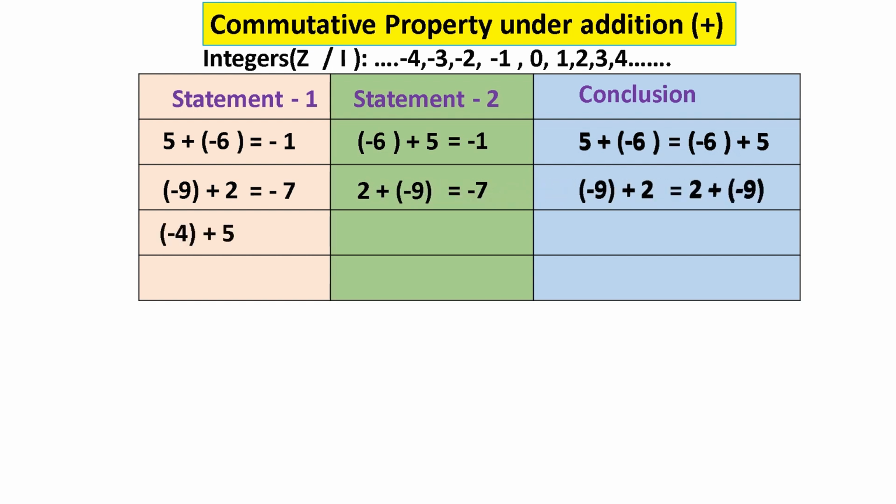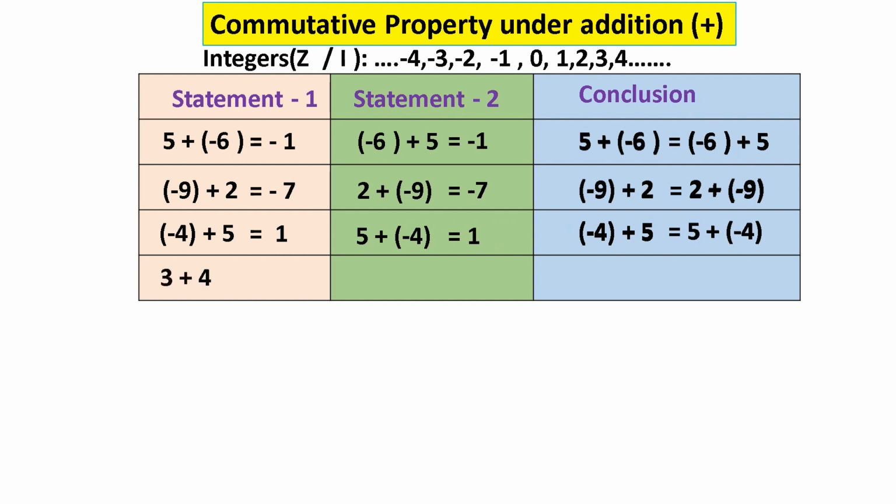And another example, minus 4 plus 5 is equal to, we get 1, and 5 plus minus 4. Here first we add minus 4 to 5. Here 5 is added to minus 4. So we get the same answer: minus 4 plus 5 is equal to 5 plus minus 4.